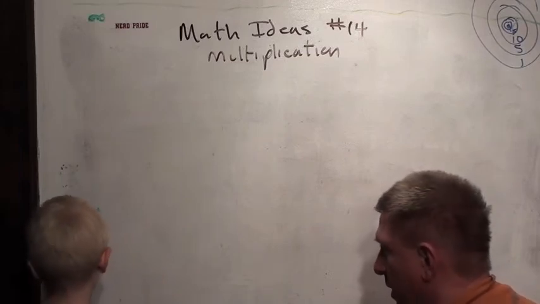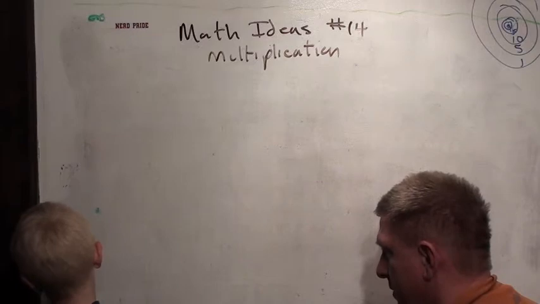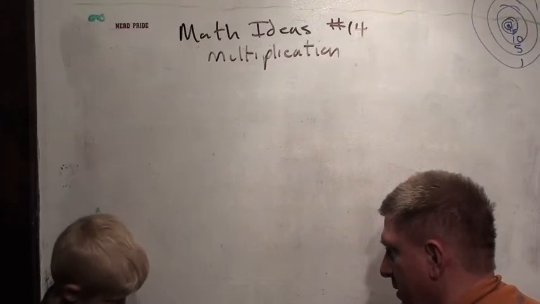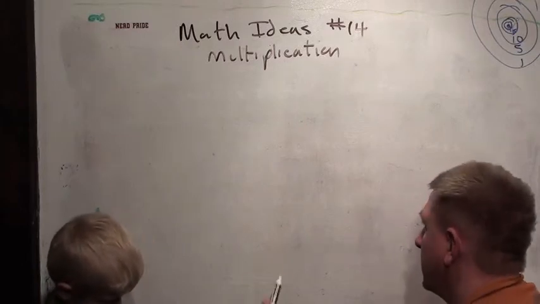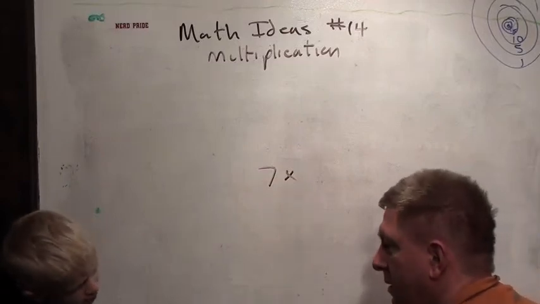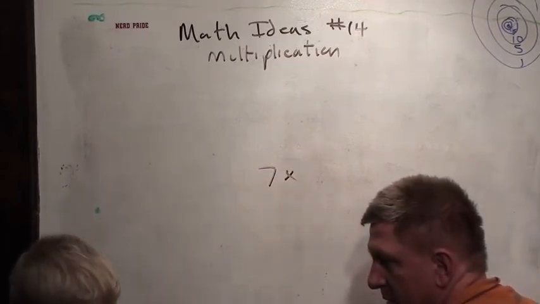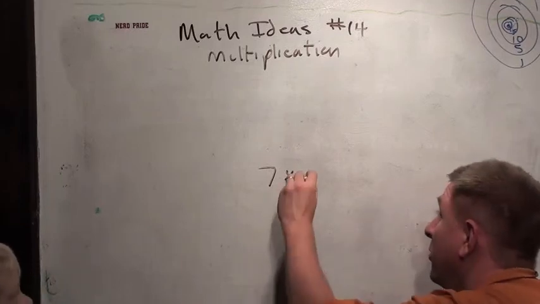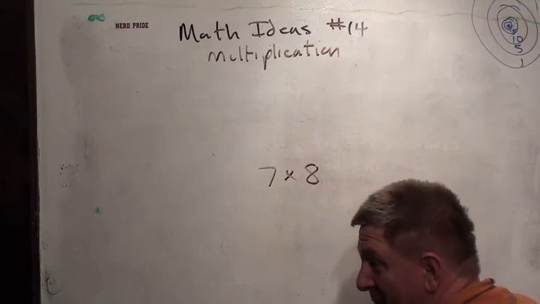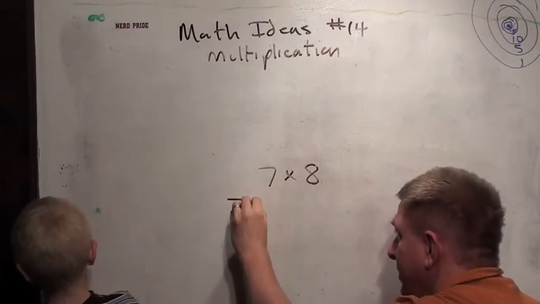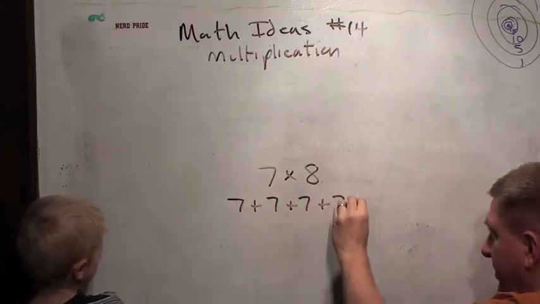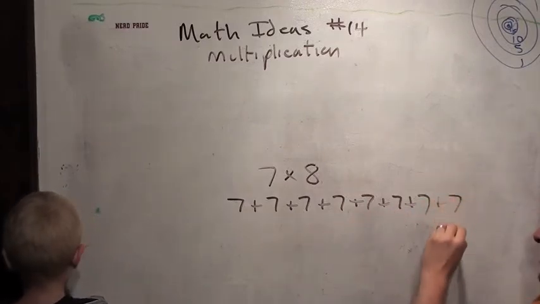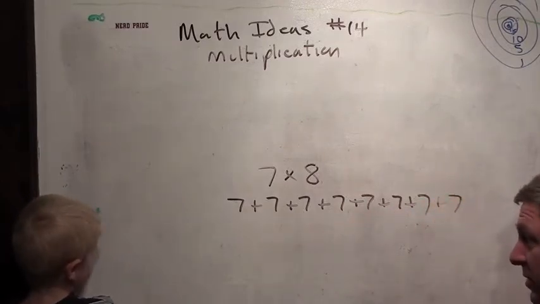Let's see. 7 times 8. Whoa! 7 times 8. Okay, so that's going to be 8 sevens. 7 plus 7 plus 7 plus 7 plus 7 plus 7 plus 7. Is that 8? 1, 2, 3, 4, 5, 6, 7 plus 7. Okay, so you know what we can do here to make this a little easier?